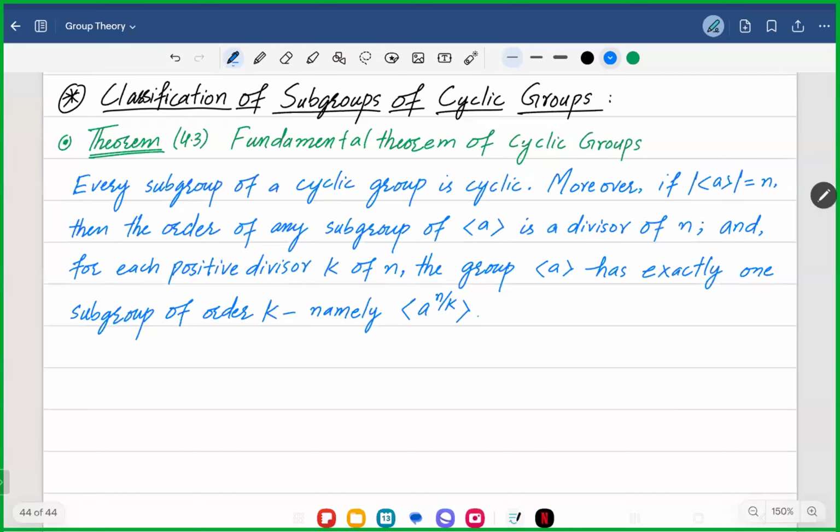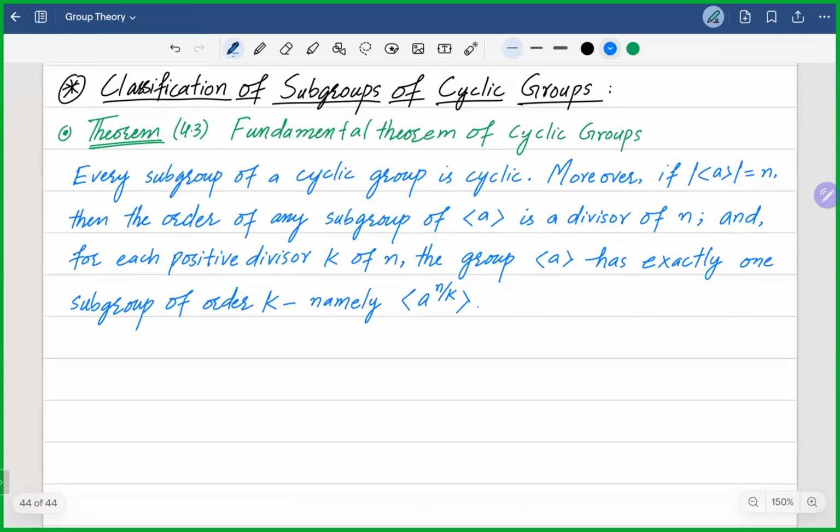Okay, so now we will talk about the classification of subgroups of cyclic groups. And this theorem says, the theorem is the fundamental theorem of cyclic groups. It's a very important, very amazing result, tells you everything about the cyclic subgroups. So the main thing is every subgroup of a cyclic group is cyclic.